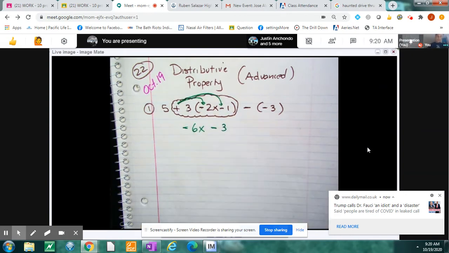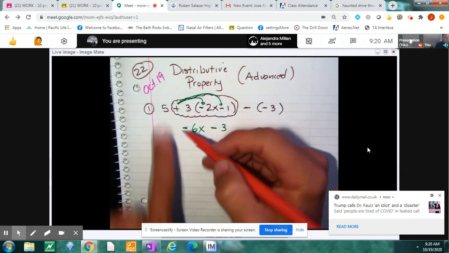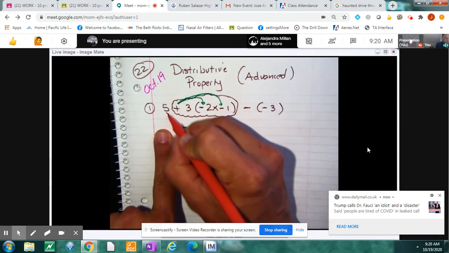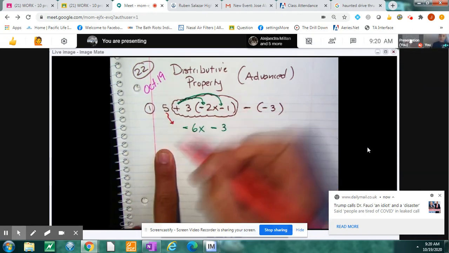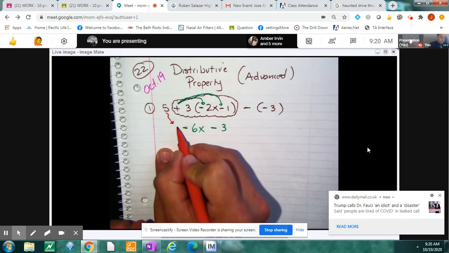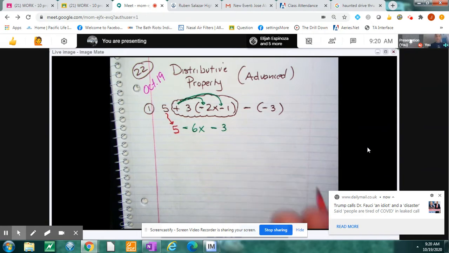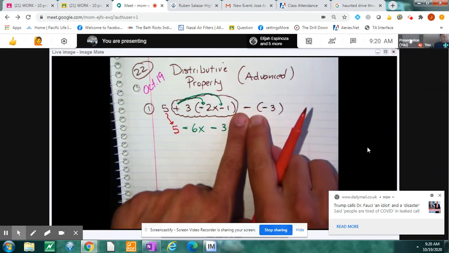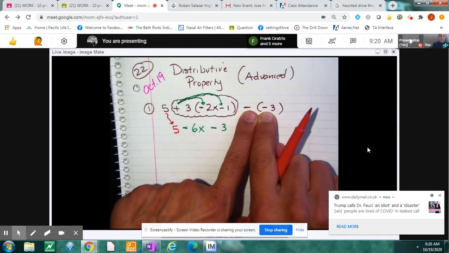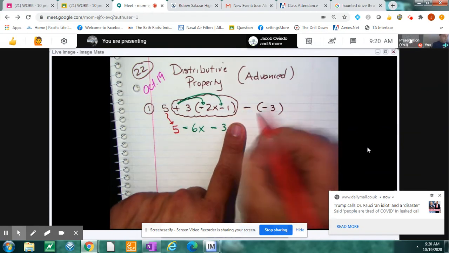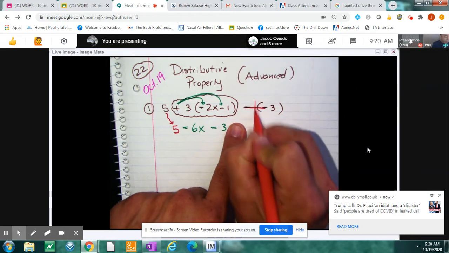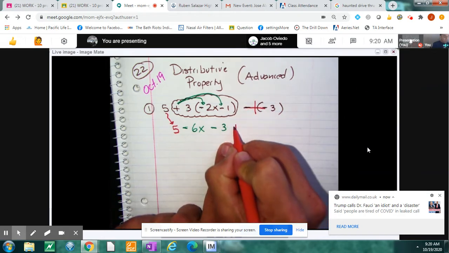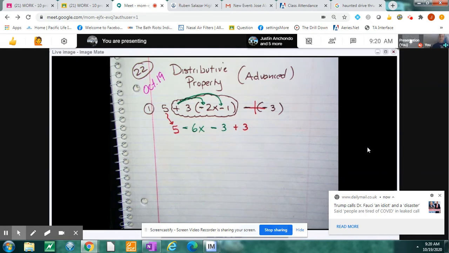All right? Now, what happens to this 5? What happens, Amber? What happens to the 5? It stays the same. Yeah, you drop it down. It stays the same. You see that? Now, look at this one. Negative, negative. All right? So negative, oh, that's a positive. So then you go ahead and write a positive, and then you drop down the positive 3. See that?